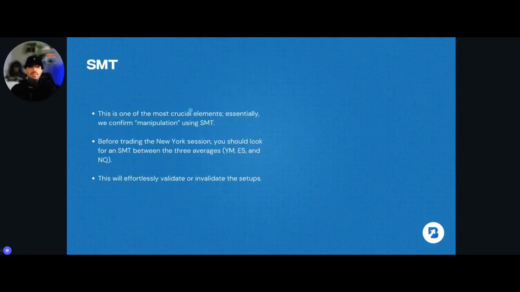This is one of the most crucial elements. Essentially, we confirm manipulation using an SMT. So before trading the New York session, for example, you should look for an SMT between the 3 averages. We have the YM, which is the Dow Jones, we have ES, the S&P 500, and then we have NQ, the NASDAQ 100 or US 100. With your understanding of SMT, this will effortlessly validate or invalidate trading setups.